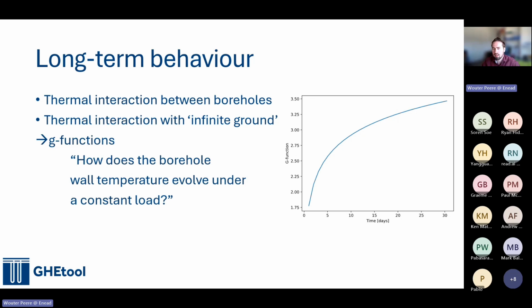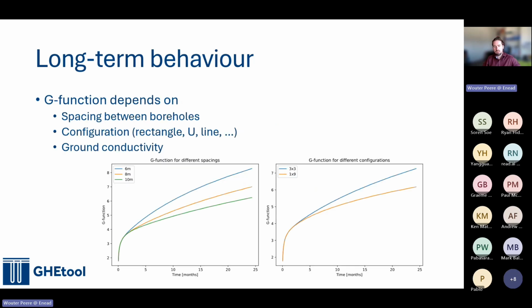And that's why the slope decreases here. And this is also something you as a designer have an influence on. Because if you place your boreholes close to each other, you will see that they have the same curve, but the blue line is where the boreholes are closer to each other than the green line. So the green line can better cope with the imbalance between heating and cooling because, since the boreholes are further away, it's easier to dissipate the heat to the environment.